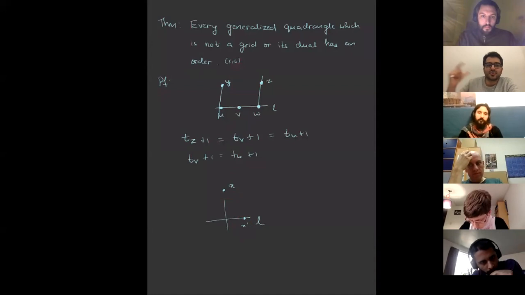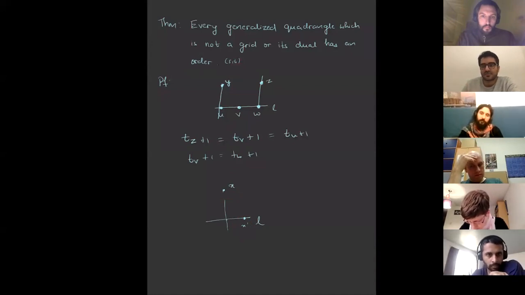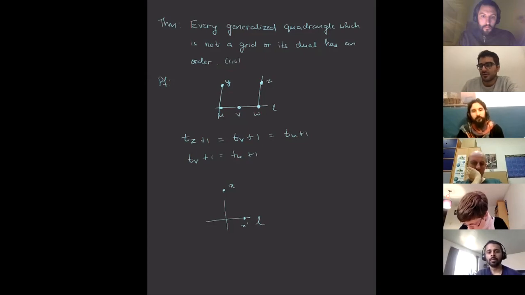And now you can just dualize, use the duality here in the axioms to prove the same thing for s, the existence of s. You can just dualize the argument also, replace lines by points and points by lines, and then you get the argument. So every generalized quadrangle, which is not a grid or a dual grid, has an order s comma t. Okay.